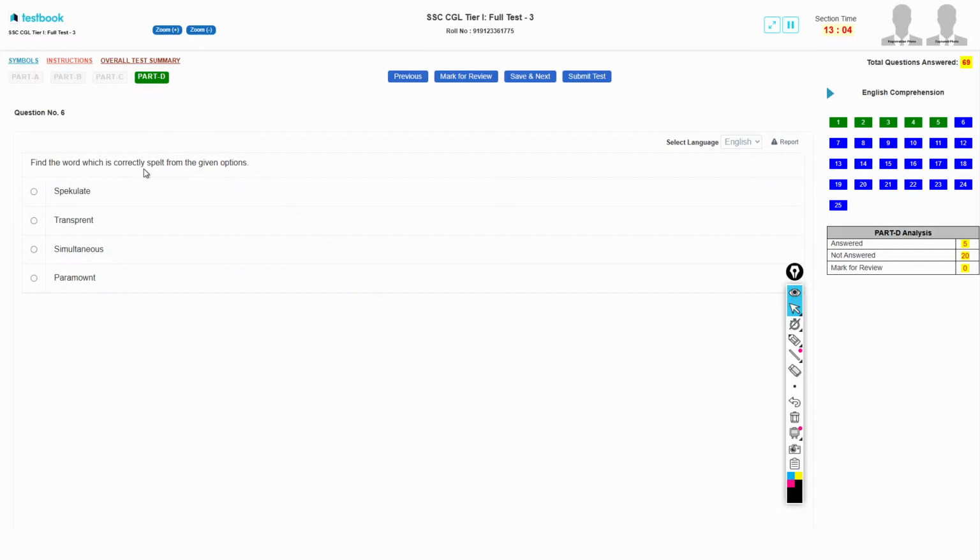Find the word which is correctly spelled. Transparent, paramount, simultaneous.